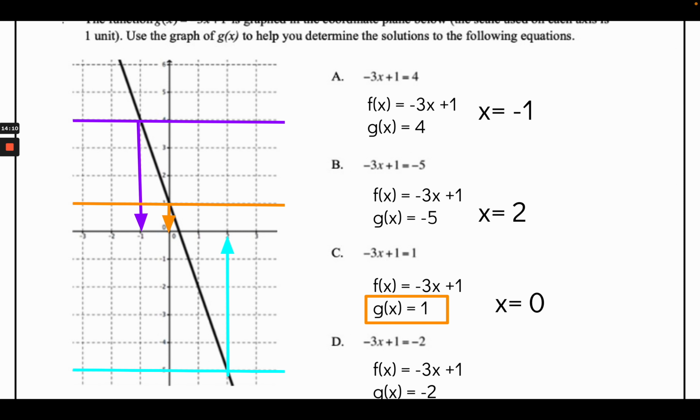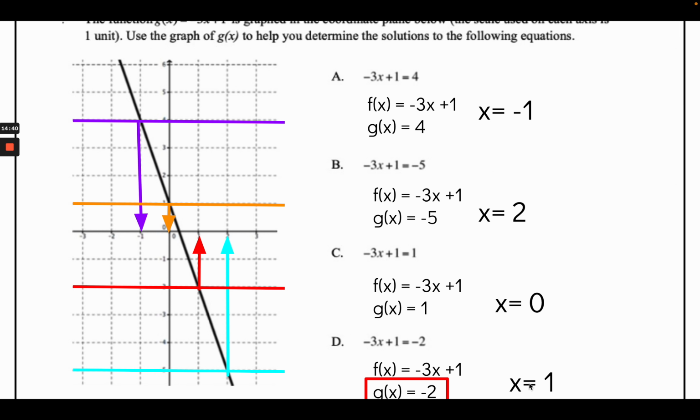And then our fourth practice problem is g of x equals negative 2. I'm going to highlight this with the fourth color. G of x equals negative 2. I'm going to go down to negative 2, draw a straight line straight across, and say, where does it hit our linear graph? It hits right there. If I was to go up to the x-axis, it would be x equals positive 1. So my answer here is x equals positive 1.